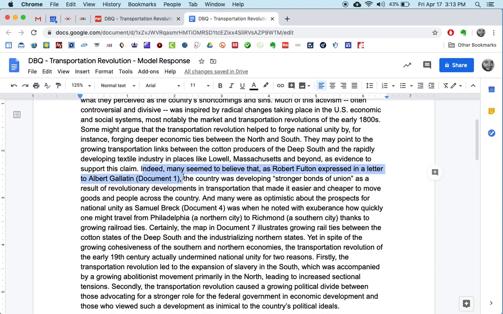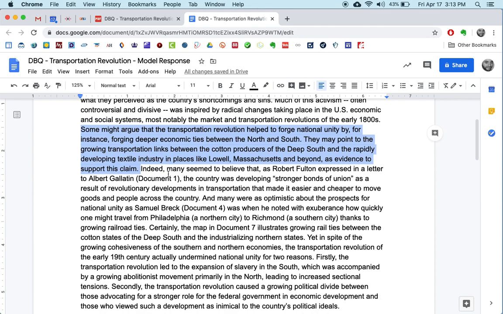Many seem to believe that, as Robert Fulton expressed in a letter to Albert Gallatin, and notice how, just for the sake of the reader, in parentheses, I cite document 1, the country was developing, quote, stronger bonds of union as a result of revolutionary developments in transportation that made it easier and cheaper to move goods and people across the country. So I'm talking about how this document shows that there were people who were arguing that there were stronger bonds of union as a result of the transportation revolution, and it does conform with the counterclaim, which is what I'm discussing in this part of the essay.